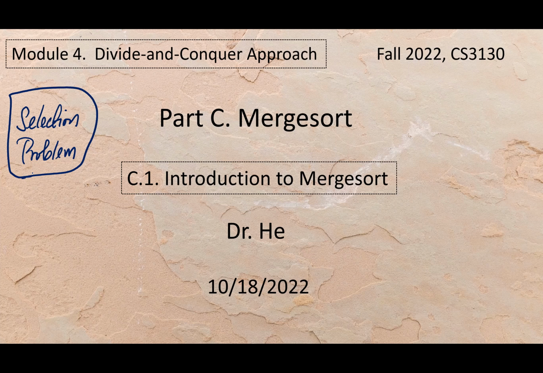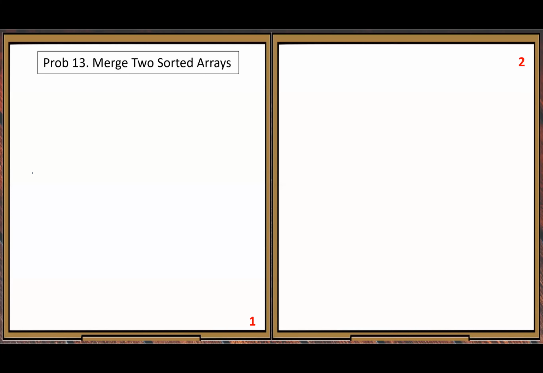So let's continue our introduction, C.1, merge sort. Problem number 13, merge two sorted arrays. We consider a small computing problem, merge two sorted arrays. The question is why we want to work on this question. What's the reason behind it? There is some reason, so let me describe the background for this question. First, the question description.